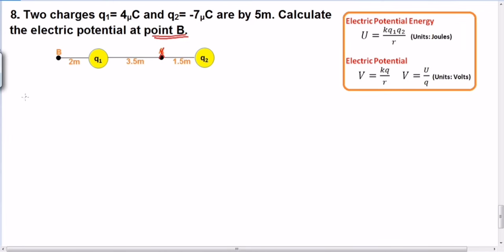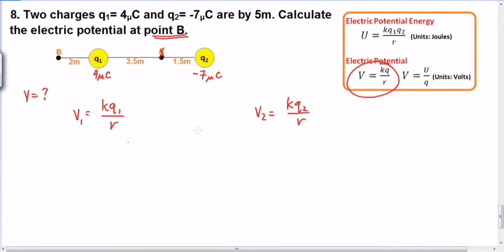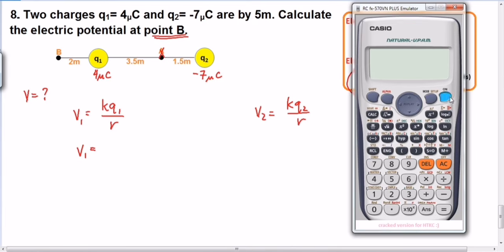Okay? So, again, ang hinahanap is electric potential, and then we are given 4 microcoulomb, which is Q sub 1, and negative 7 microcoulomb. So, again, isa-isahin nyo yan. So, V sub 1 at saka V sub 2. Okay? So, si V sub 1 would be KQ1 over R. And then, si V sub 2 would be KQ2 over R. Okay? So, isa-isa muna, tapos saka nyo i-add. So, K is 8.988 times 10 raised to 9, times Q1, which is 4 microcoulomb, so 4 times 10 raised to negative 6.